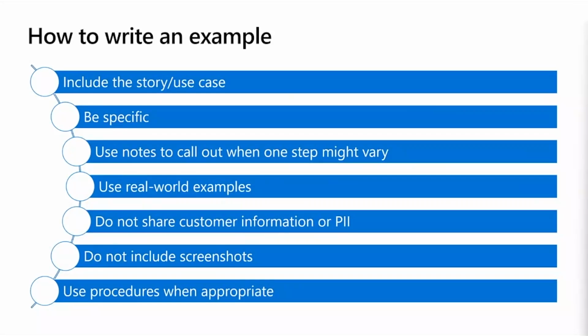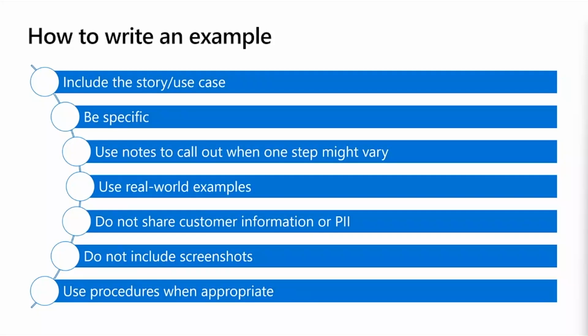So when we're writing an example, we want you to include the story or the use case. So you gave the context and problem at the top of your article. When you're adding one or more examples, make sure that your example is specific to your particular pattern. Again, you can use notes to call out when one step might vary. And we ask that you use real world examples. So if you've implemented this for a particular customer, for example, and it was done a certain way for a specific industry, use that knowledge, that context to provide the how and the why for the reader.